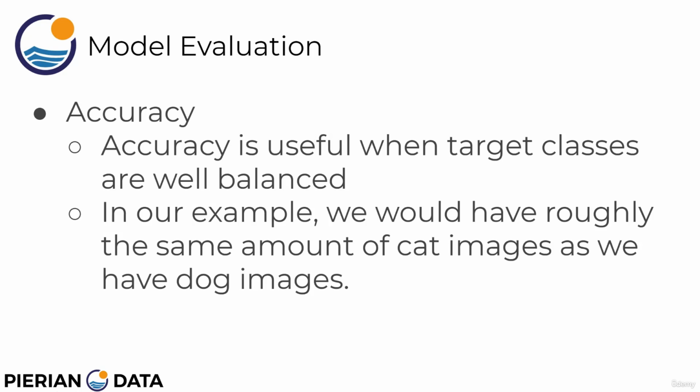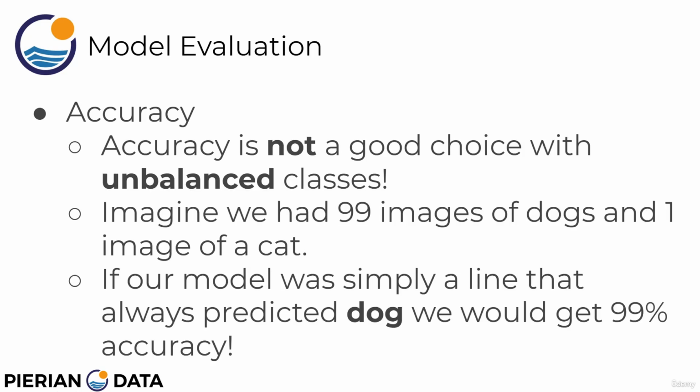And accuracy is really useful when the target classes are well balanced. So what does that mean, well balanced? Well, in our example, that would mean we have roughly the same amount of cat images as we have dog images throughout our data. So it means the actual labels themselves are roughly equally represented in the data set.